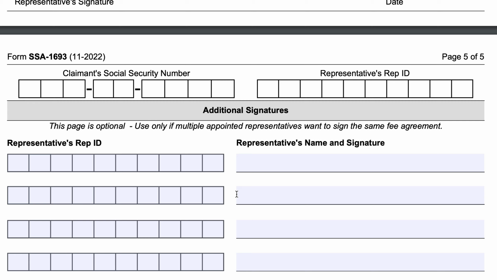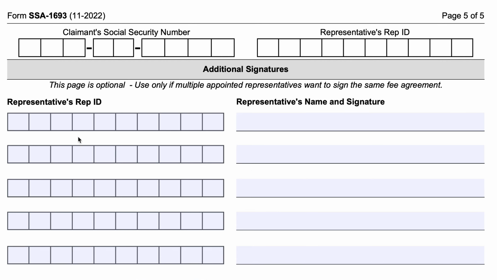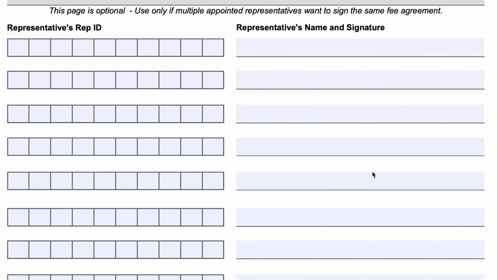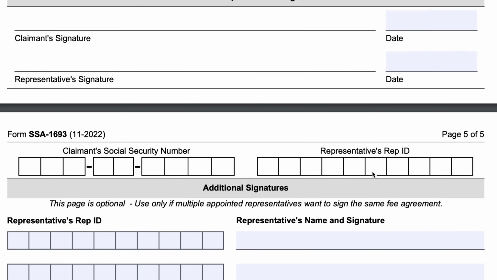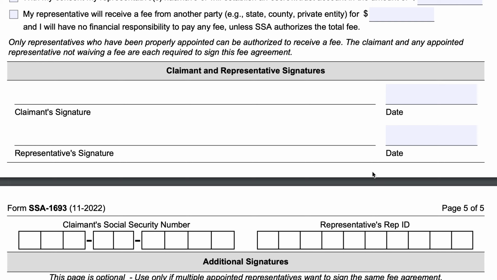So, and then page 5 on the back simply contains additional spaces for additional representatives, their name and signature. So if you're working with a law firm and there might be multiple lawyers working on your case, each of them would have a rep ID number, and then they would enter your name and their signature on this form. So that's kind of the basics behind Form SSA 1693.